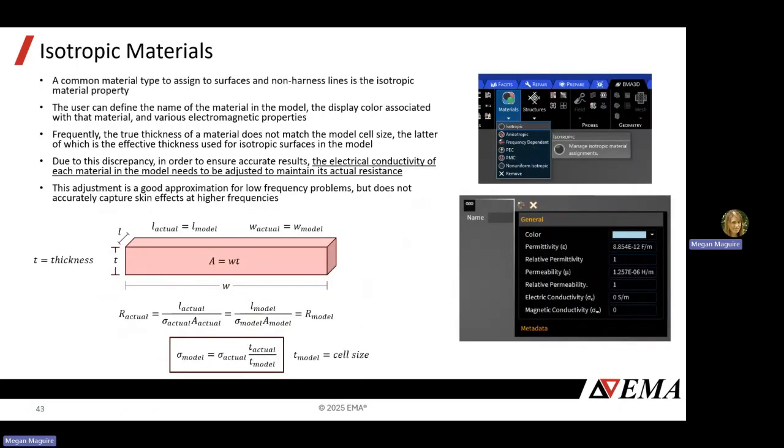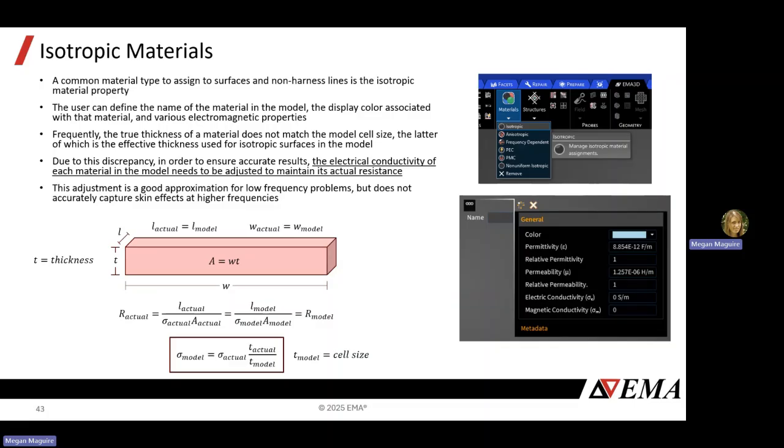So, assigning materials. I'll start with isotropic materials. They're a very common type of material to assign to surfaces or non-harness lines. You can define the name of your material, the display color, as well as the electromagnetic properties. For most models, the actual thickness of a material won't match your model cell size. The model cell size is the effective thickness of a surface in your model. So let's say your model cell size is 25 millimeters. That surface, even though it doesn't look like it has thickness in your model, will be seen as 25 millimeters thick.